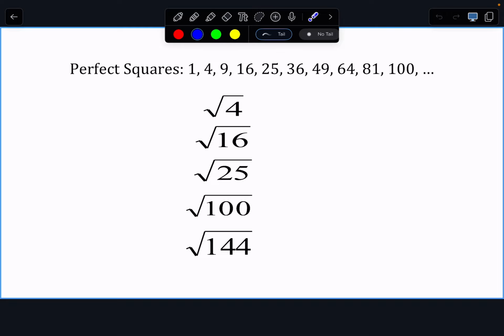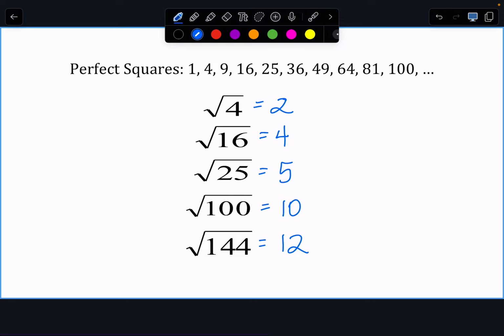What is the square root of 4? 2. The square root of 16? 4. The square root of 25? 5. The square root of 100? 10. The square root of 144? 12. Okay, you get the idea. Thank you, Nolan. We're missing 6, 7. Those were just 5 random ones that I picked, okay?